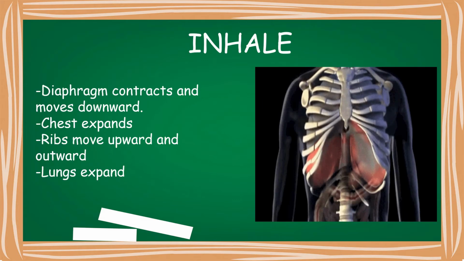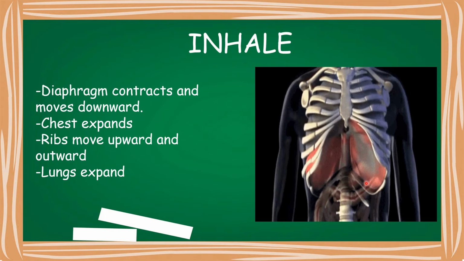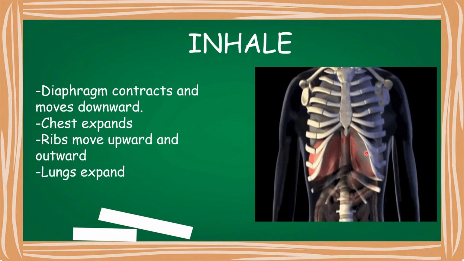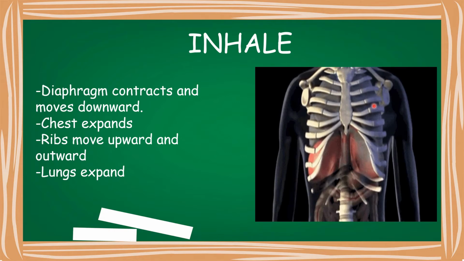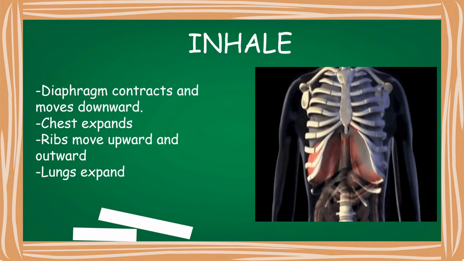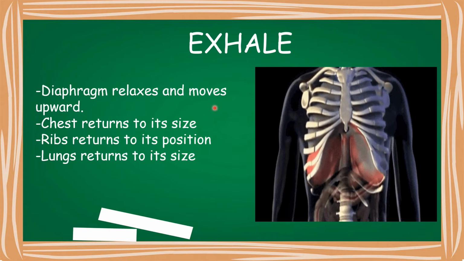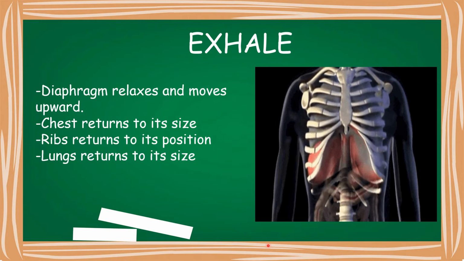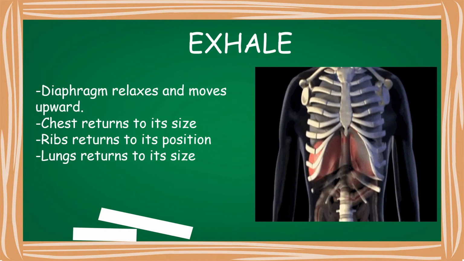When we inhale, our diaphragm contracts and moves downward. Our chest also expands. Our ribs move upward and outward. And the lungs expand. So those are the changes that happen when we inhale. How about when we exhale, or take off carbon dioxide? Our diaphragm relaxes and moves upward when we exhale. Our chest returns to its size, the ribs return to their position, and the lungs return to their size. Those are the changes that happen when we inhale and exhale.